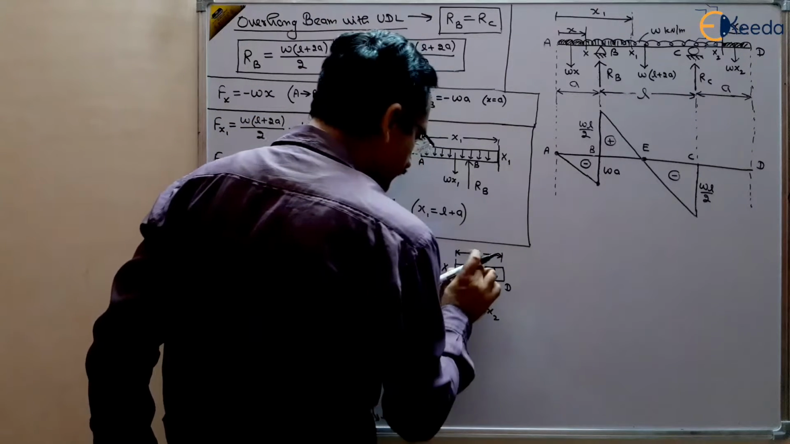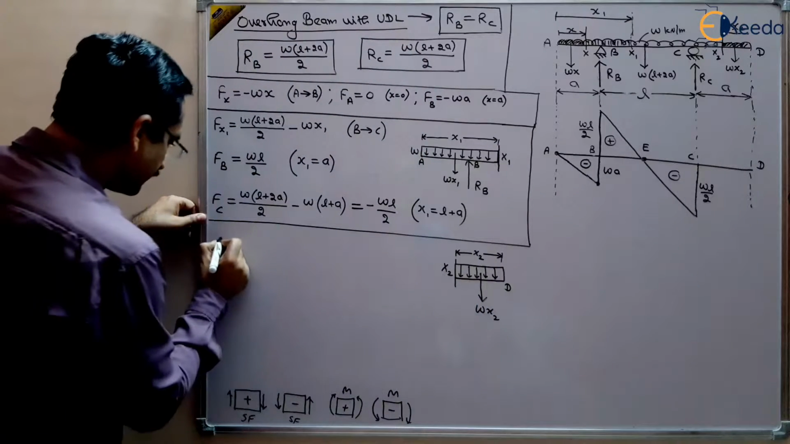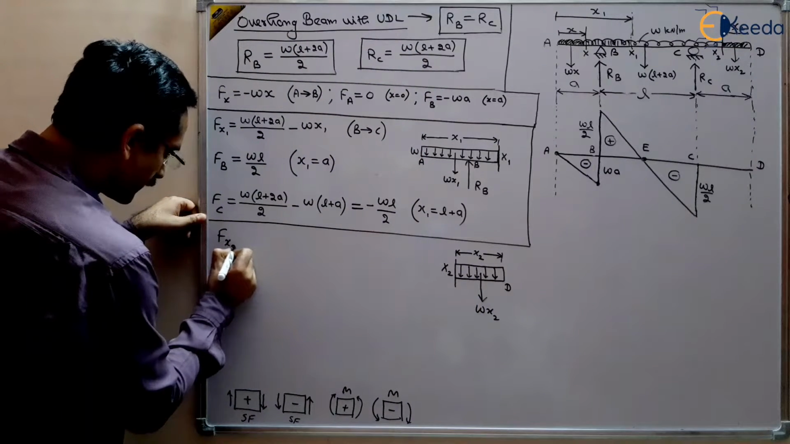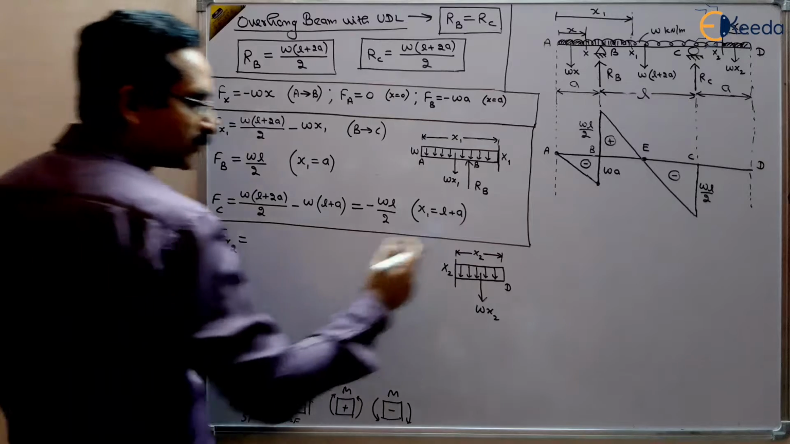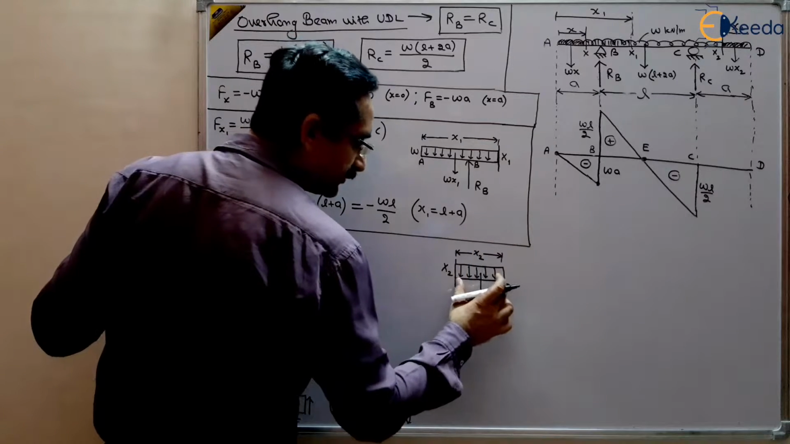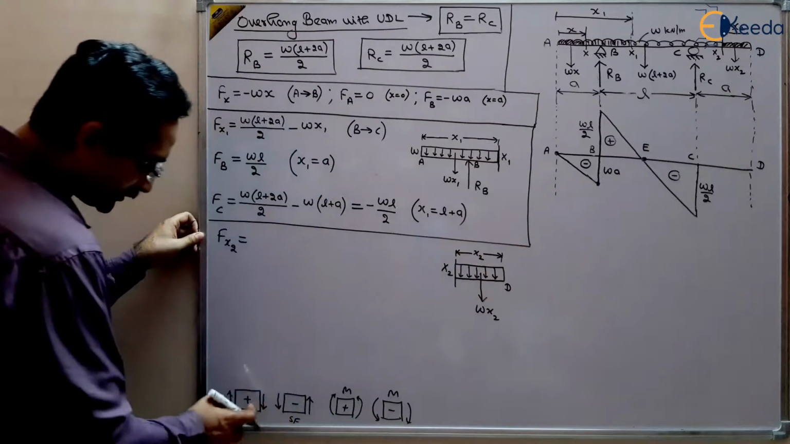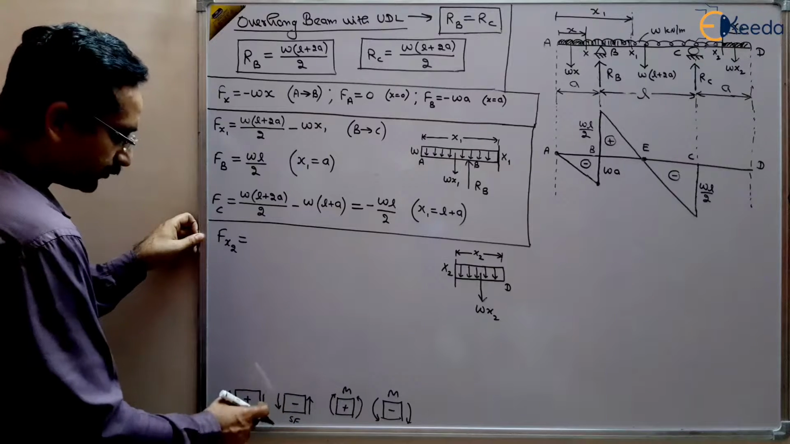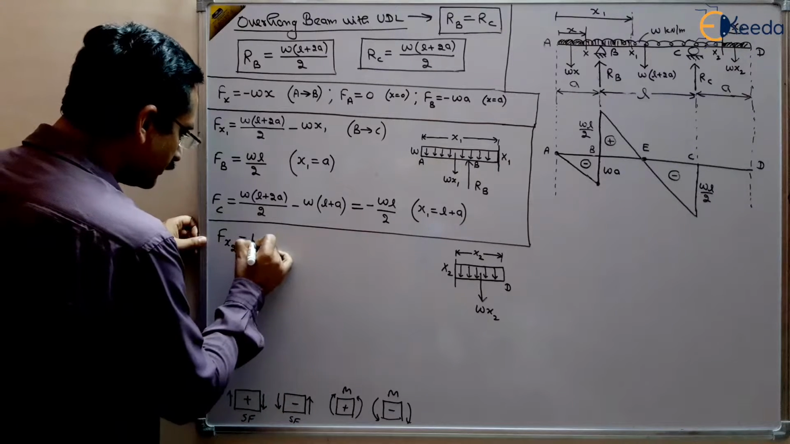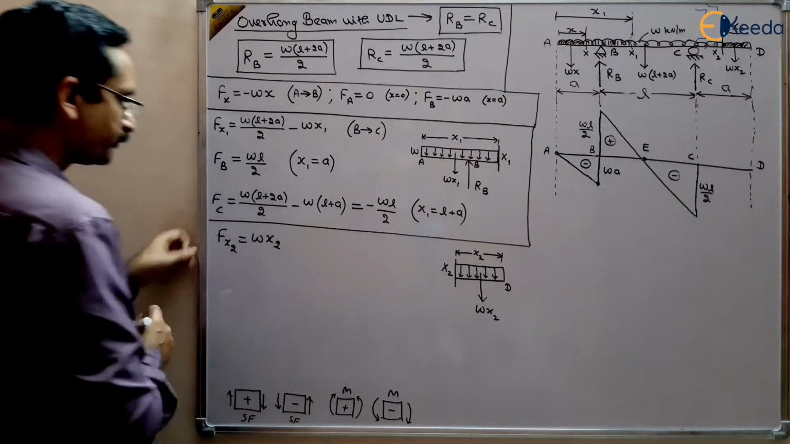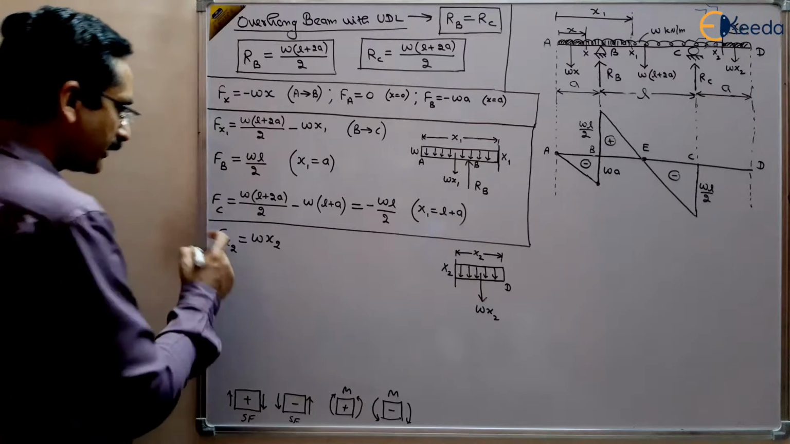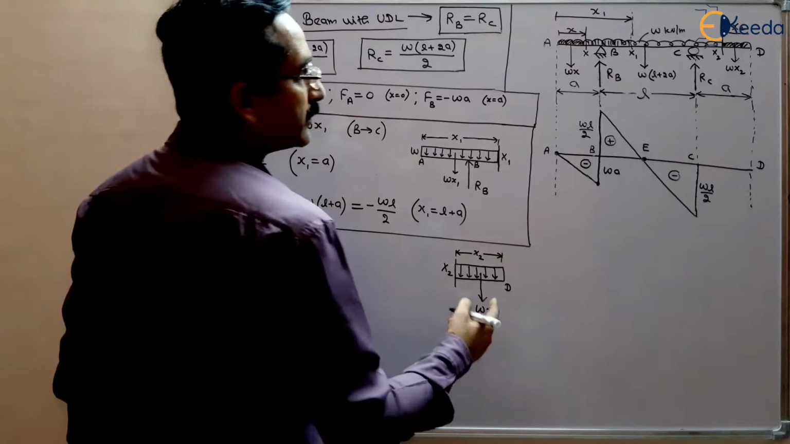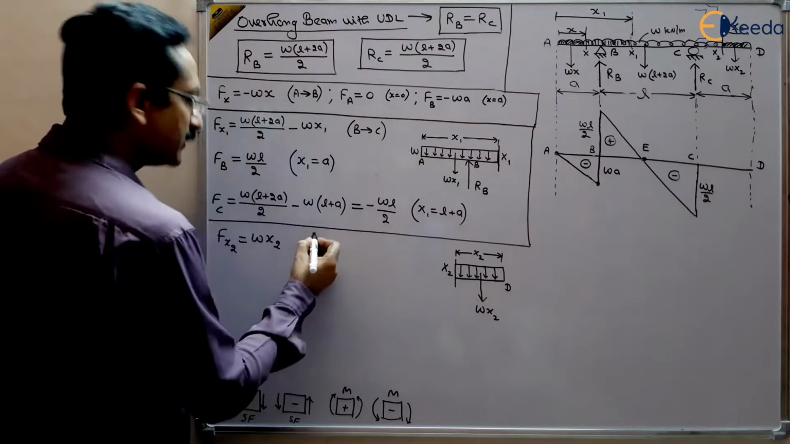So what is the shear force at x2? So shear force at x2 will be equal to sum of the forces to the right of the section, and there is only one force, wx2, and wx2 is positive. To the right of the section, if it is downward, it is positive, so it is wx2, right? And it is valid between C to D.